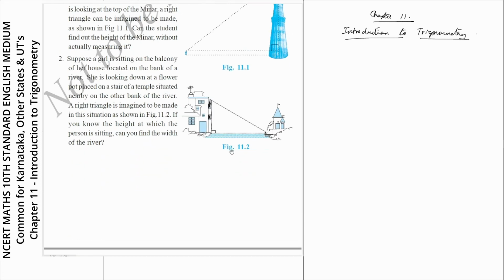Similarly, in this example you can see one person is watching some object on the other side of the bank. If we know the distance between the banks, and if we know the viewing angle, this is the viewing angle, we can calculate the height of this tower.